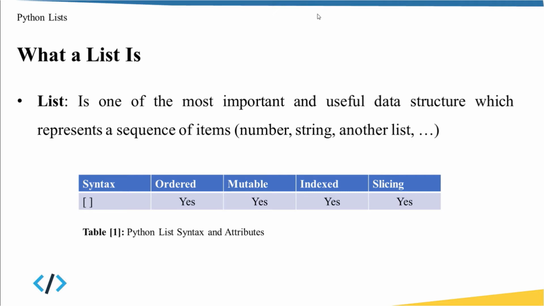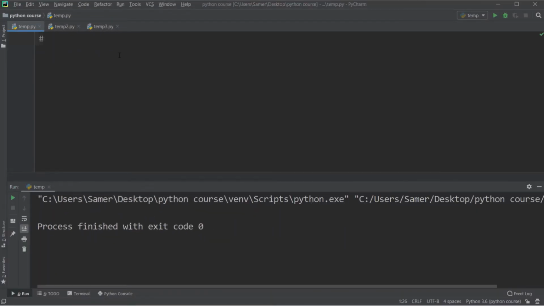Now let's move to the PyCharm IDE to see some practical examples about Python lists. First of all, let's talk about how we can create a list. Let me define a variable, its name a equal to. To create a list in Python, you have to use square brackets, and as you see here, I open and close a square bracket.